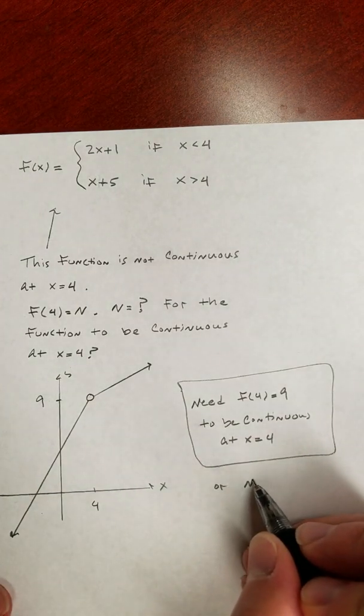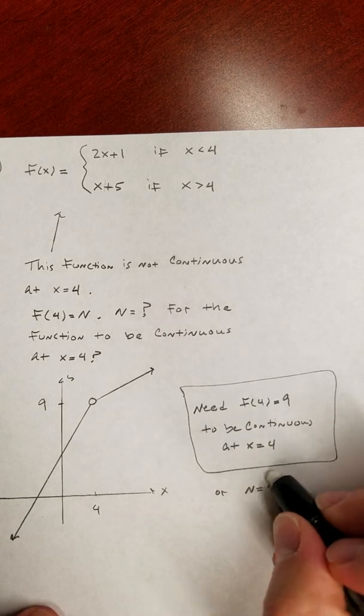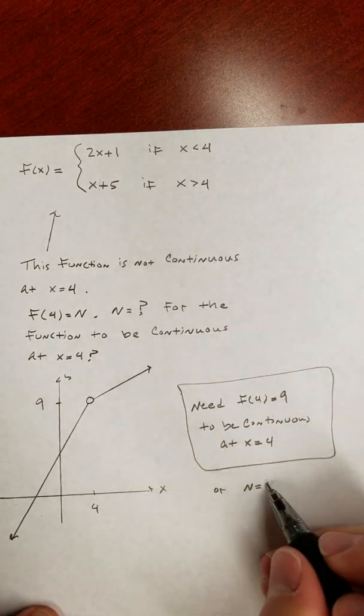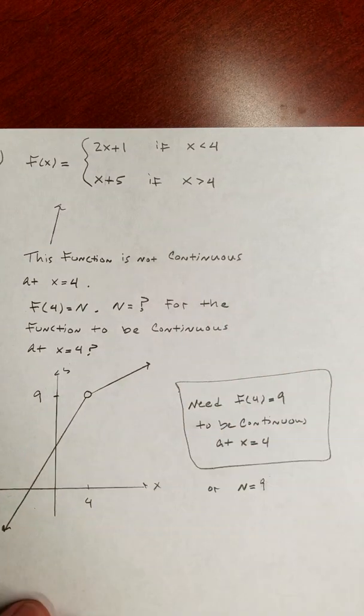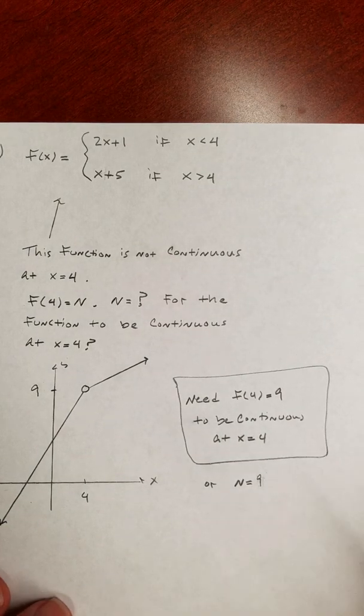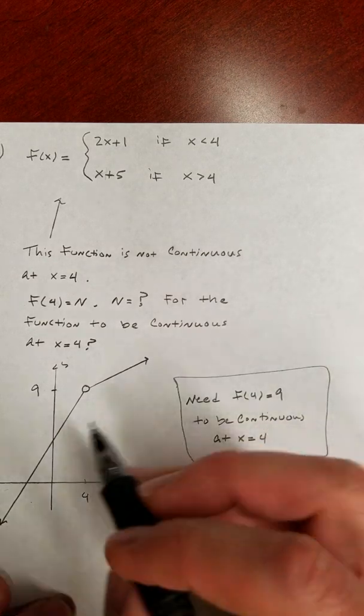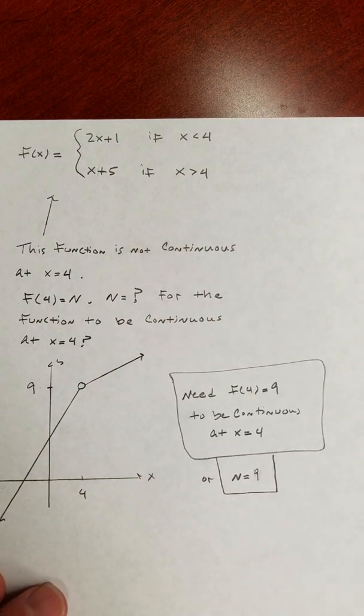Well, it turns out if n was 9, then that function would be one solid continuous graph, and it would be continuous at 4. Okay, so you can answer either way. I want you to see that they're both equivalent responses to that question, though.